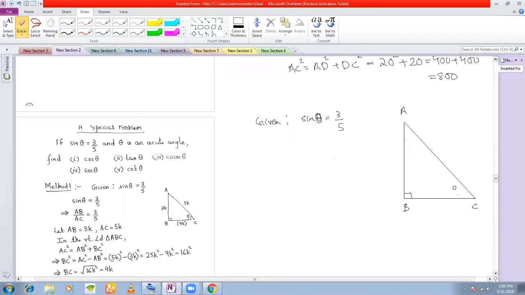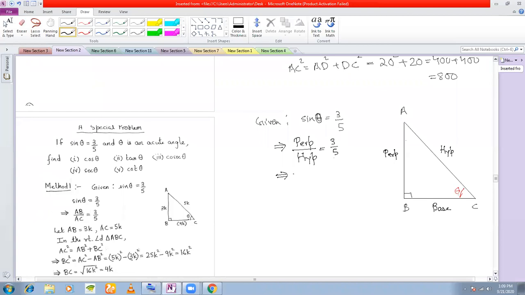For convenience sake, let us take this angle C as theta. You can take angle A also as theta, no problem. You will get the same results. So if I take this angle as theta, what does sine theta become then? Sine theta is nothing but perpendicular by hypotenuse. So this becomes my perpendicular, this is definitely my hypotenuse, and this is my base. Sine theta is perpendicular by hypotenuse, which is equal to 3 by 5.